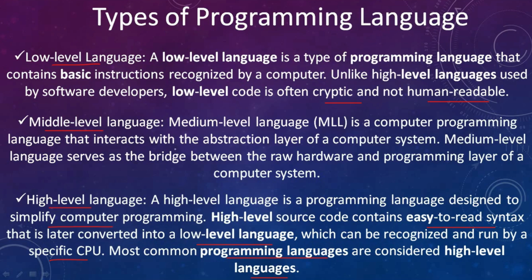Now middle level language. A middle level language or a medium level language, MLL, is a computer programming language that interacts with the abstraction layer of a computer system. Now what it does, it serves as a bridge between the raw hardware and the programming layer of a computer system. Now let's take the example of C. It's very good for interacting with the hardware as well as the software.